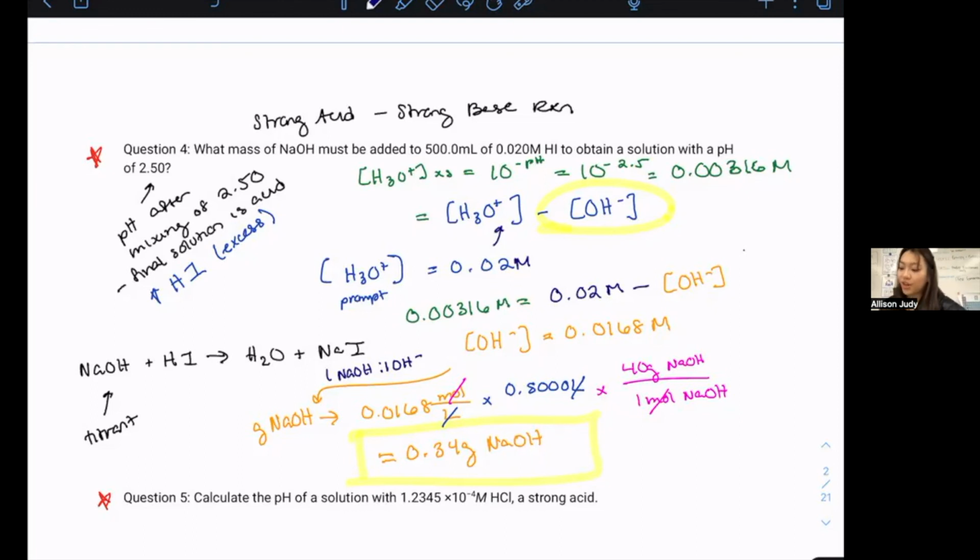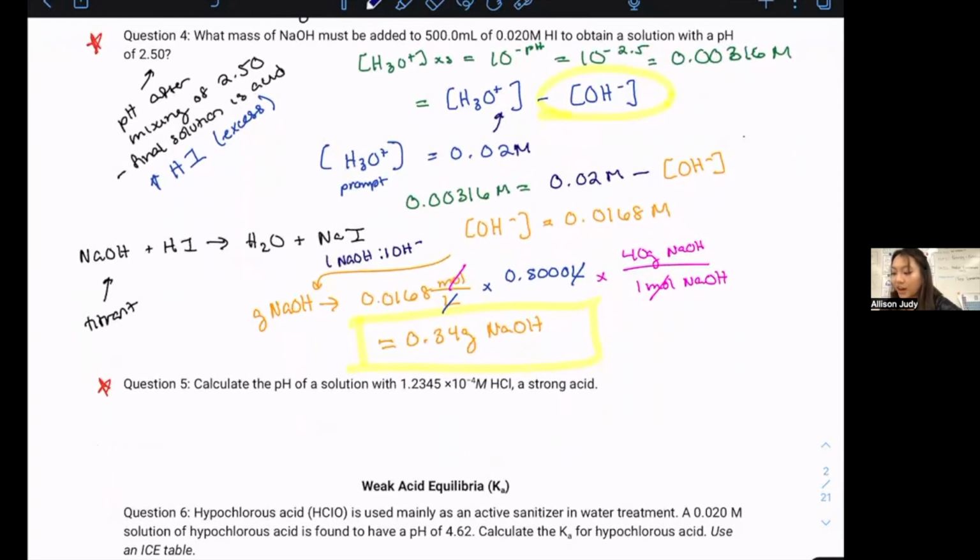Hopefully that walkthrough and that color coding helped. And then let's move on to number 5, which is really, really short. It says to calculate the pH of a solution with 1.2345 times 10 to the negative fourth molarity of HCl, a strong acid.